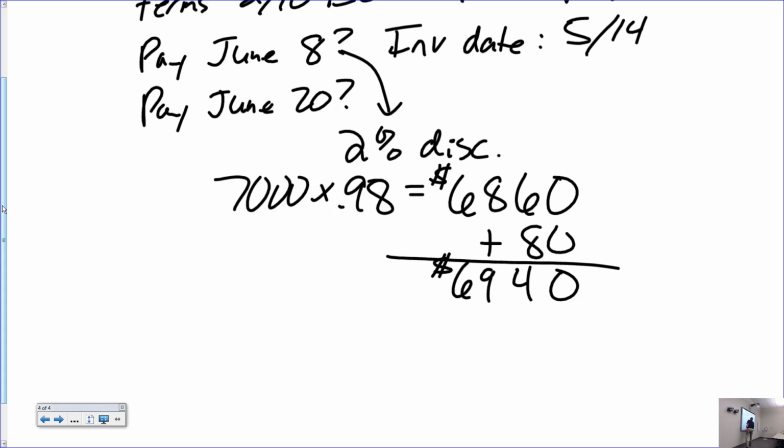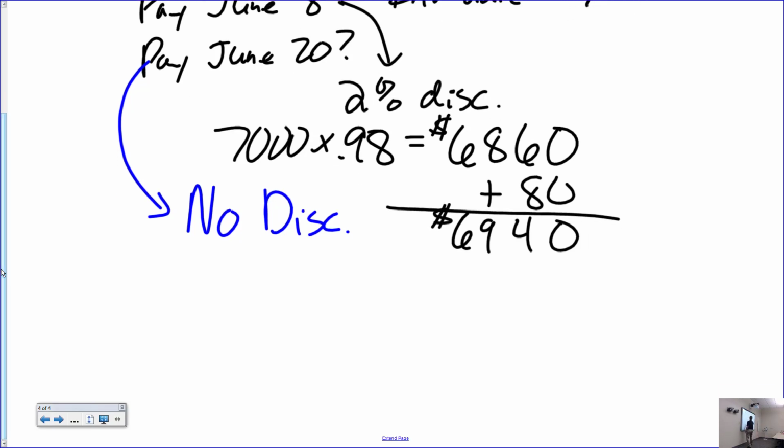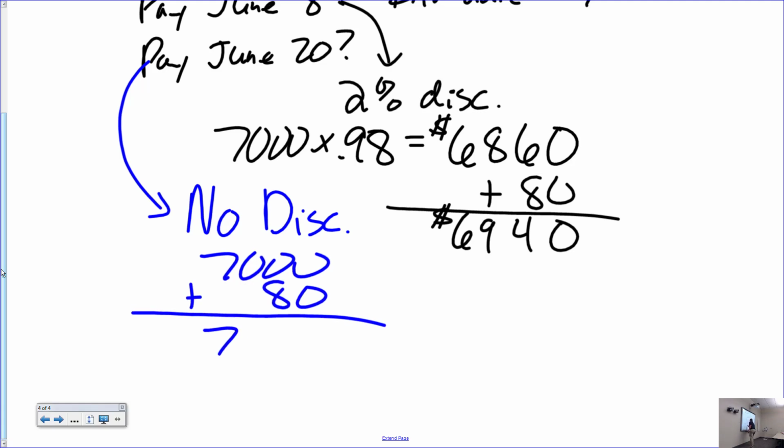Now, how about June 20th? Should be paying $7,080. Yeah. Because by June 20th, there is no discount. So the $7,000, we owe the $7,000. Don't forget the $80 of shipping, right? 7,000 plus the 80. $7,080 if we pay on June 20th.